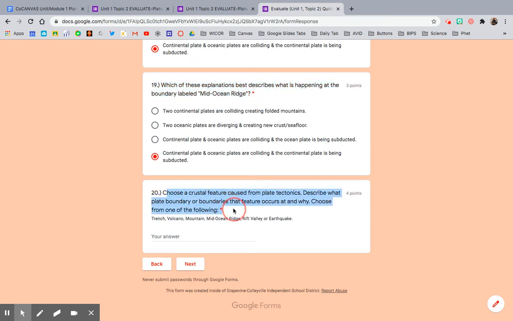Number 20, choose a crustal feature caused from plate tectonics. Describe what plate boundary or boundaries that feature occurs at and why. Choose one from the following. So basically, y'all, tell me about a trench, what kind of boundaries make it, and what feature occurs there. A volcano, what kind of boundary happens? Mountains are what type of boundary? Mid-ocean ridge is what type of boundary? Rift valley is what type of boundary? Or an earthquake? So you're choosing this feature and you're telling me what type of boundaries make this feature and why.